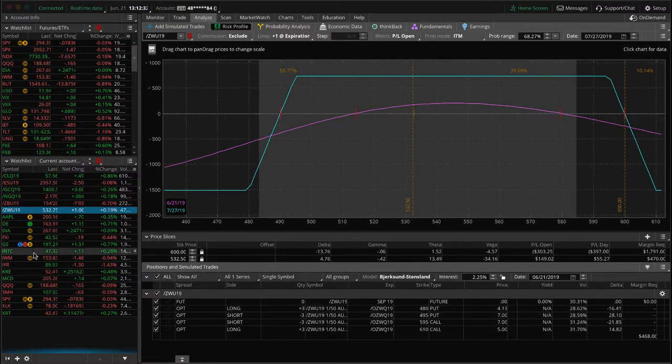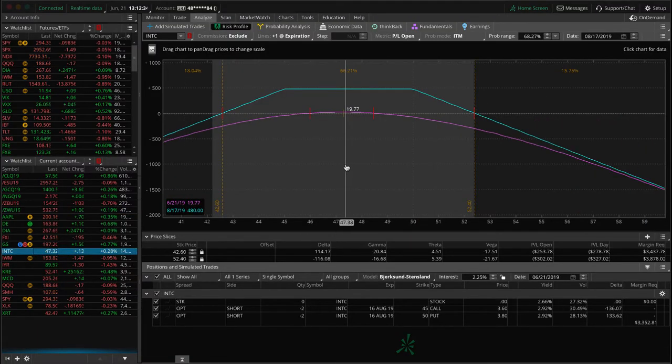But if we take a look at Intel, here's where we're at. So pretty dead centered right where we made the roll, up a tiny slight bit since we've done the roll, but just waiting for time to pass in Intel.